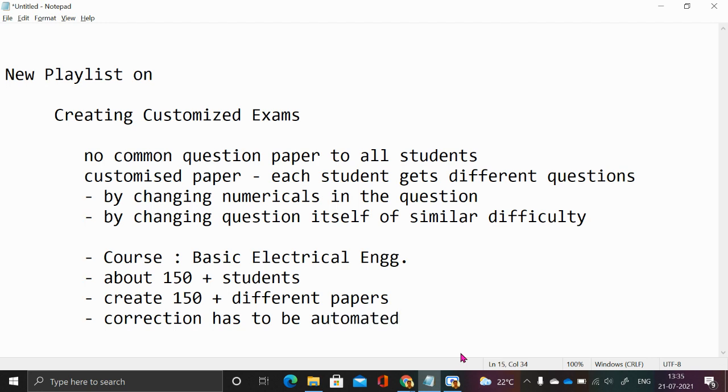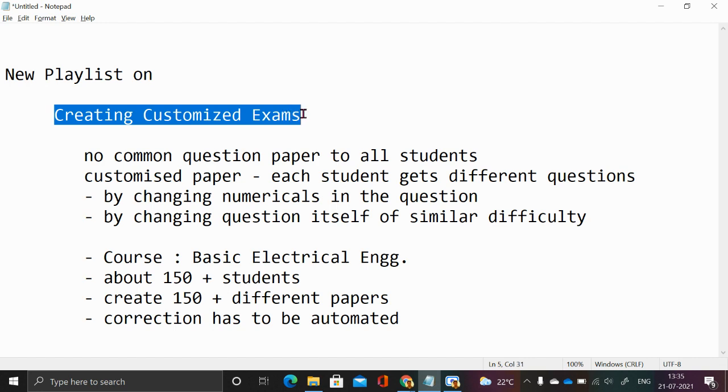So why are we doing all these things? Again, the motivation for creating customized exams is to provide this particular course in online format, where the recorded video lectures are available, and students can learn from their home and attempt this exam.